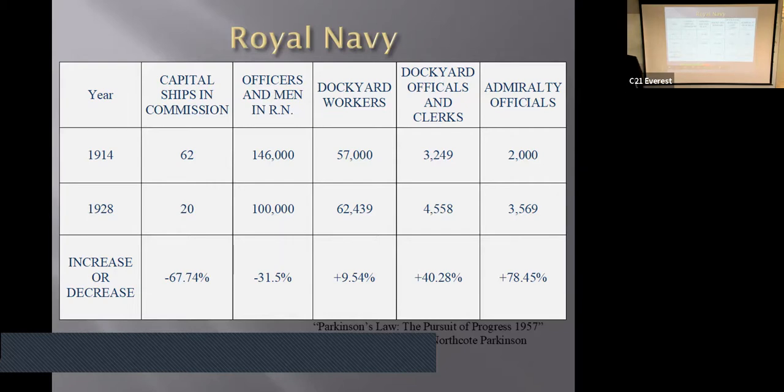Okay, you're on the right track. What other thoughts? Why would you have to have more people here when the number of ships went down? You would think if the number of ships went down, we don't need as many people. And that is true of what happened with the officers and men, but dockyard workers went up, the dockyard officials and clerks. So notice the higher up the level of management went, the more it expanded.